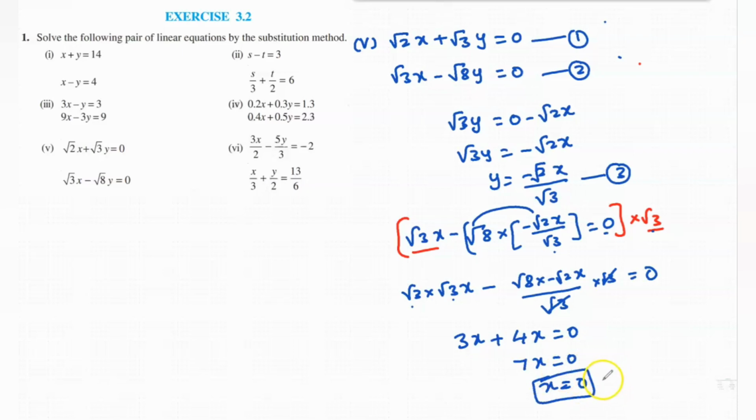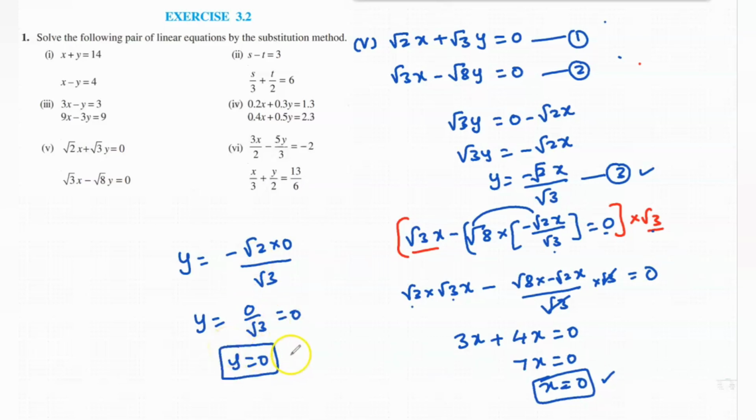Now putting this x equal to 0 in equation 3, we get the y value. y is equal to minus root 2 into x, I will substitute 0, by root 3, which is equal to 0 numerator by root 3, which is equal to 0. So y is equal to 0. So x equal to 0, y equal to 0 is the solution of this fifth question.